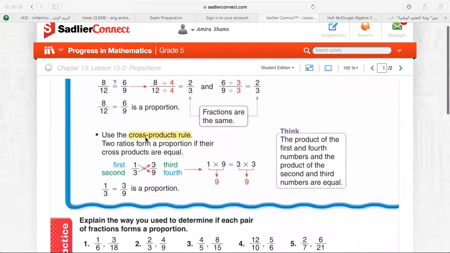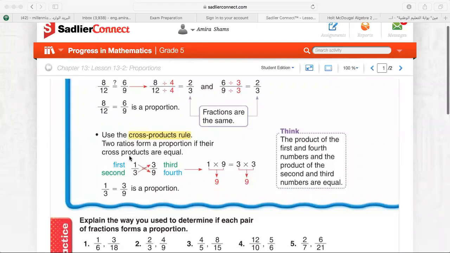Use the cross products rule. This rule is so important, and you will keep using it in all your life. I'm using it till now. What is the cross products rule? Two ratios form a proportion if their cross products are equal.